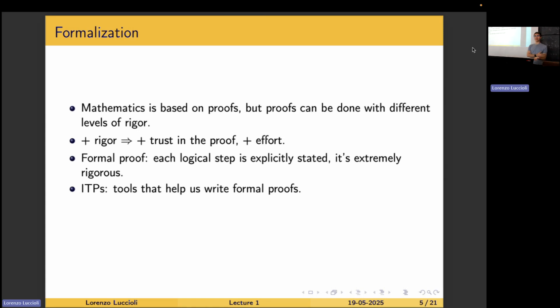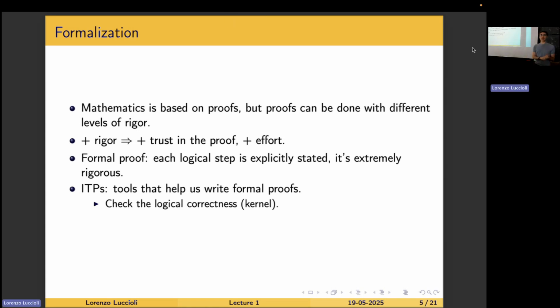Now, I said that it takes a lot of time to write a formal proof, but the computer can help us even in that matter. The tools we use to formalize proofs are called ITPs, which stand for Interactive Theorem Provers. They're pieces of software where we write our proofs down, and they basically check that everything is correct.